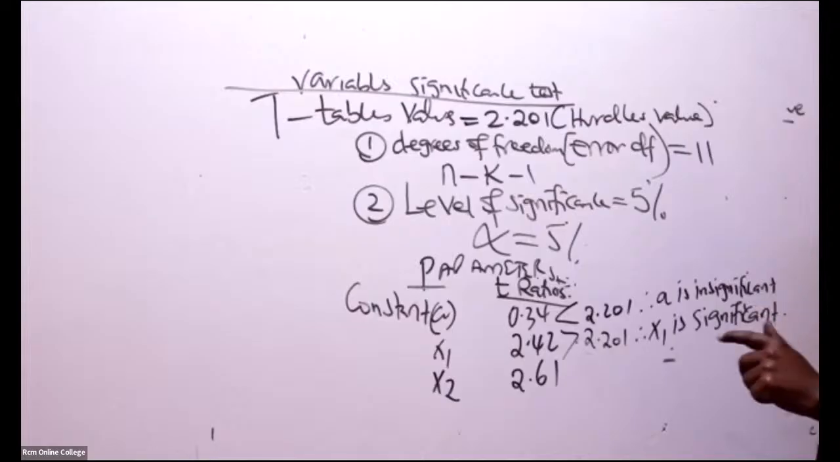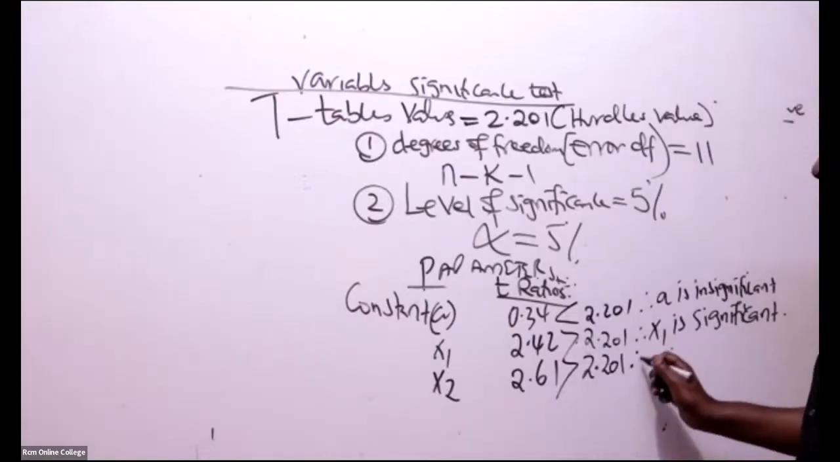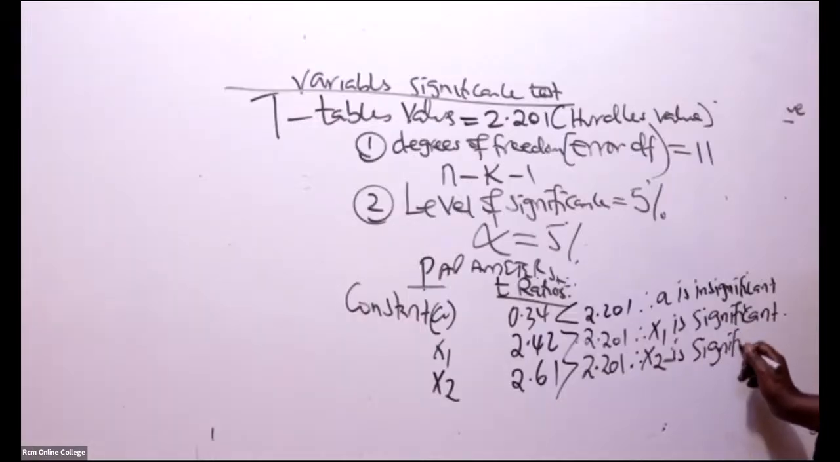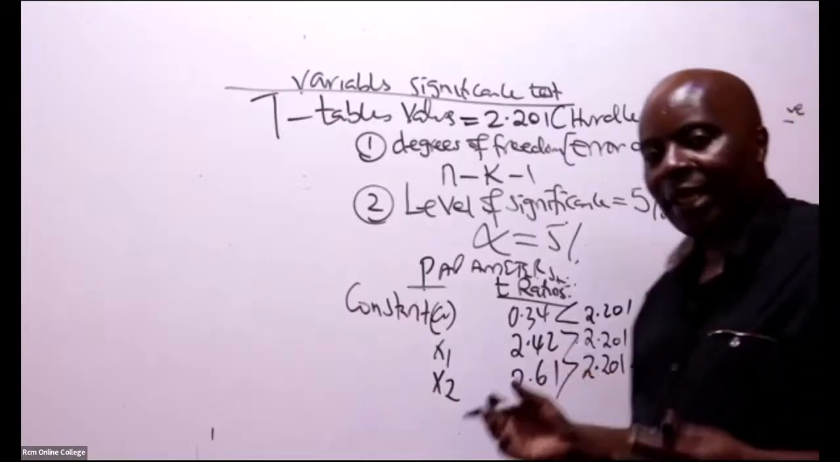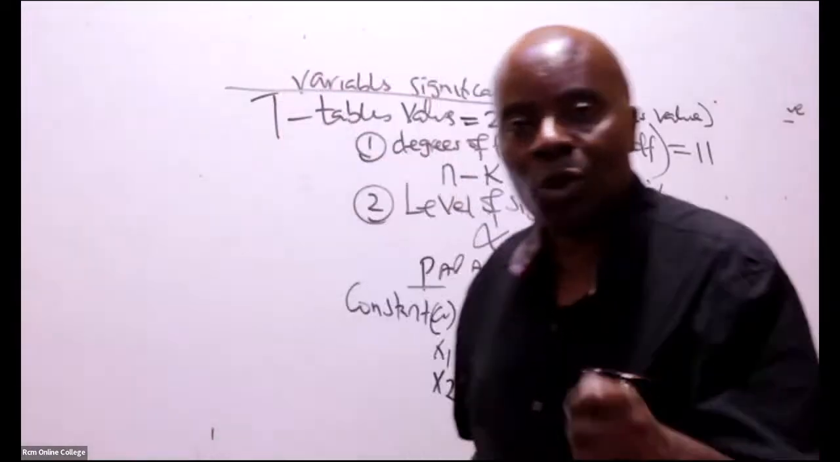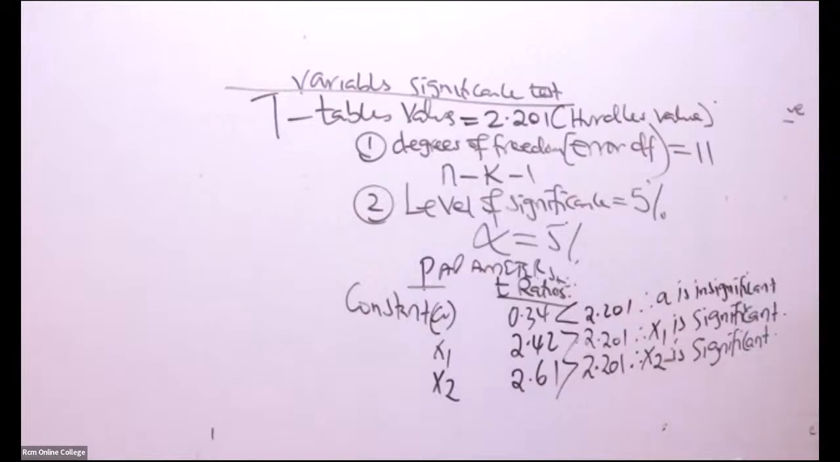All right. Then we have 2.61, x2, ladies and gentlemen. Again, this is more than 2.201. Therefore, x2 is significant as well. So meaning that generally our model is significant. It's robust for purpose of prediction, except A that is really tiny, that is not significant.